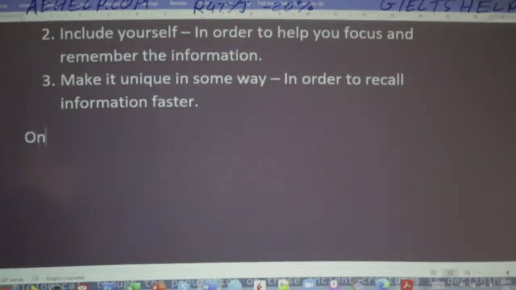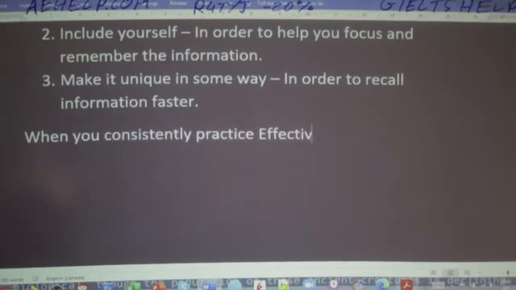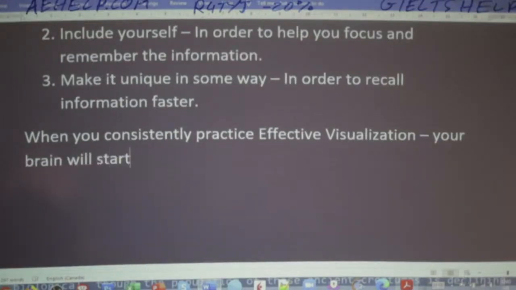When you consistently practice what we just called effective visualization, your brain will start doing this naturally. Mine does, as I've been teaching this for quite some time.